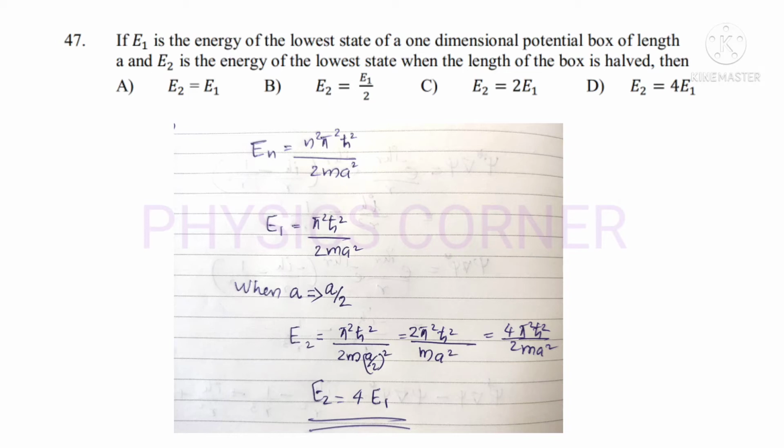E2 is equal to pi square h cut square by 2ma into A by 2 all square. Okay, so we will get E2 as 4 pi square h cut square by 2ma square, which we know already is E1, equal to pi square h cut square by 2ma square. So we can substitute that into this equation, right? So E2 is equal to 4E1. It's the final result that is given in option D. Okay, it's clear, right?